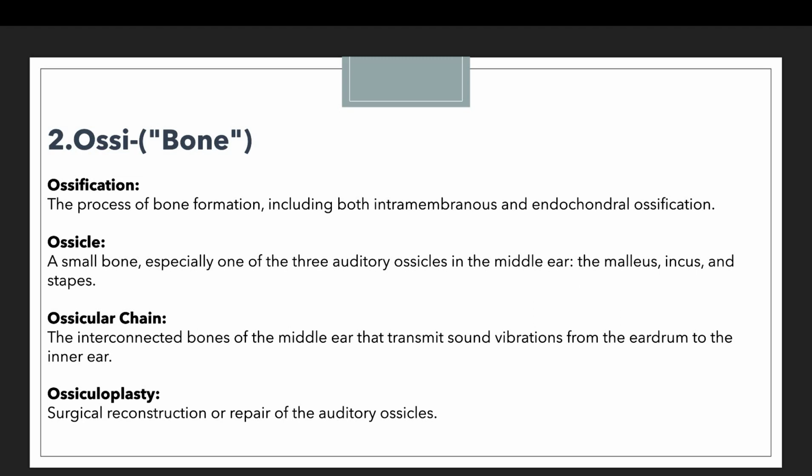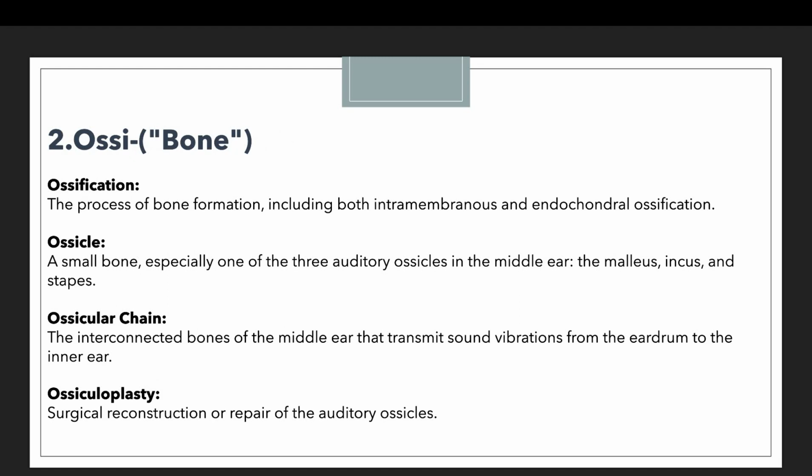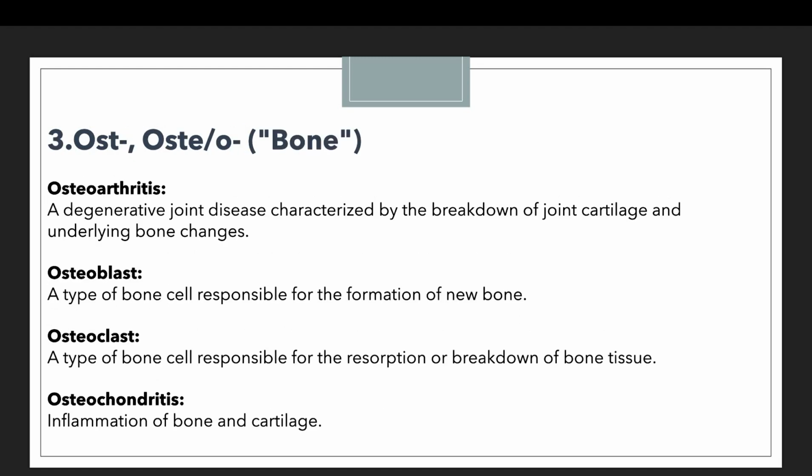So far we have discussed two types of prefix that we can use to denote bone, which are osseo and ossi. Similarly, we will discuss one more alternative name for the bone, which is ost or osteo. Ost or osteo is again used to denote the bone. So you can consider this a third alternative name for the bone. There could be more, right? There are many other prefixes also. So let's see how ost or osteo is used.